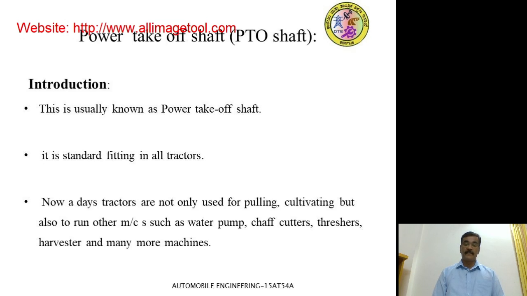And chaff cutters are used to cut the fodder to feed the animals. Threshers are machines used to separate the grains from the straw, and the shaft is also used for running the harvester.